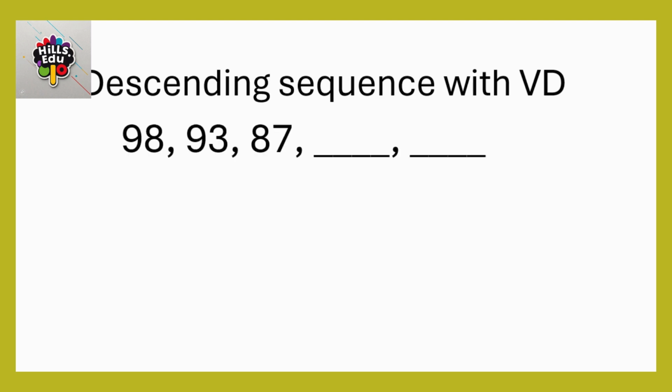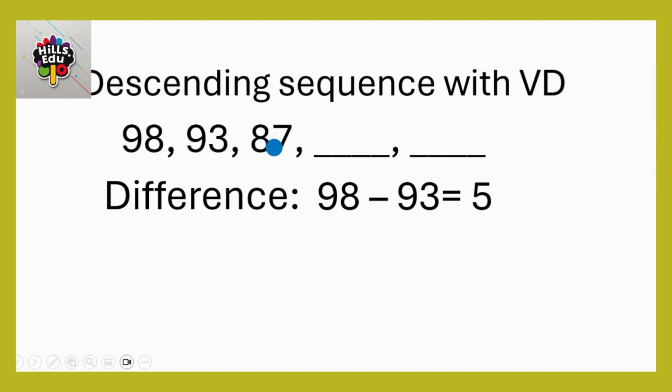All right, let's look at this sequence: 98, 93, 87. Now you can see the procedure, the numbers are decreasing. Okay, so the next is for us to get the difference. Use the consecutive numbers: 98 minus 93, 93 minus 87, and that gives us 30. You can see the differences are not the same. So these differences are varying.